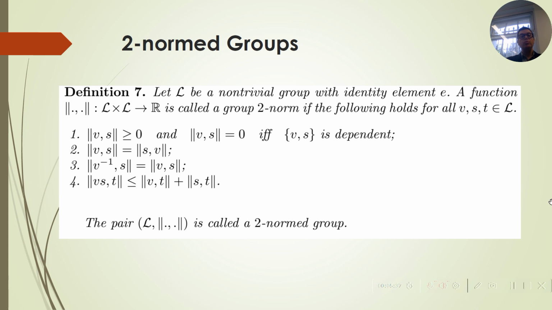Now the definition of a two-norm group. Let L be a non-trivial group with identity element E. A function from L times L to the real numbers is called a group two-norm if the following properties hold: the non-negativity condition, the commutativity condition, the inverse condition, and the triangle condition. Then this pair is called a two-norm group.